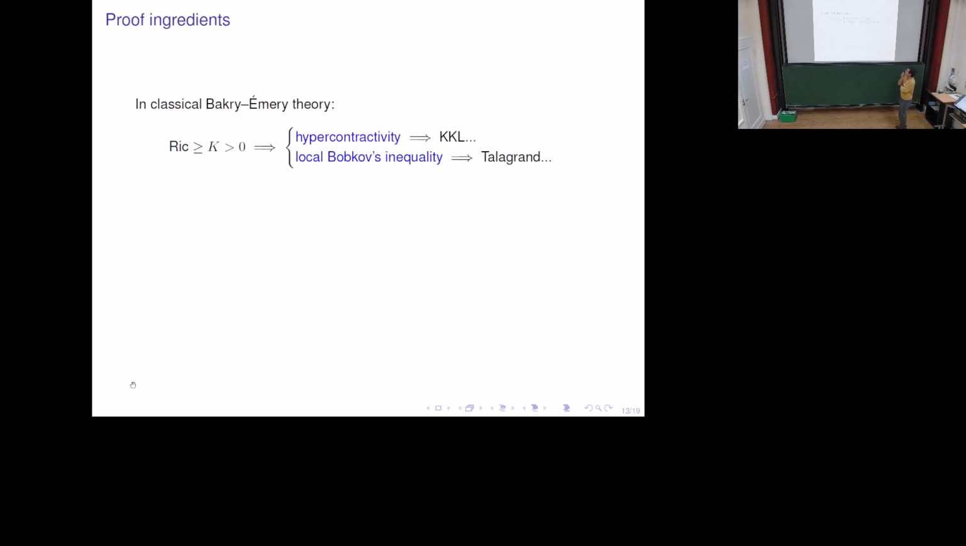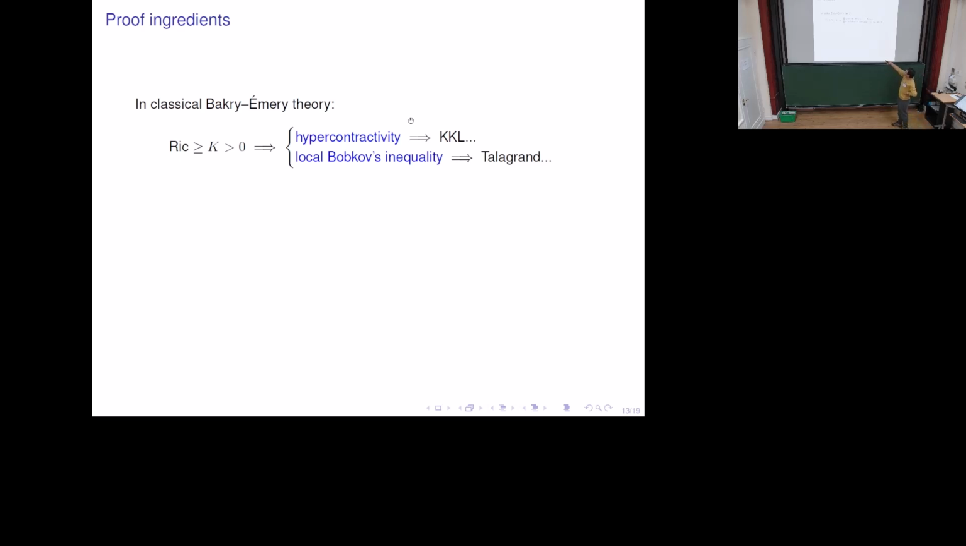Sasha made a very good point. The proving strategies are essentially as follows. In the classical Ricci curvature theory or the Bakry and Émery theory, whenever you have a nice lower bound for Ricci curvature, say this lower bound is strictly positive, then you can imply hypercontractivity, for example, or the Bobkov inequality, actually the local version of this Bobkov inequality that I will recall in a second later.